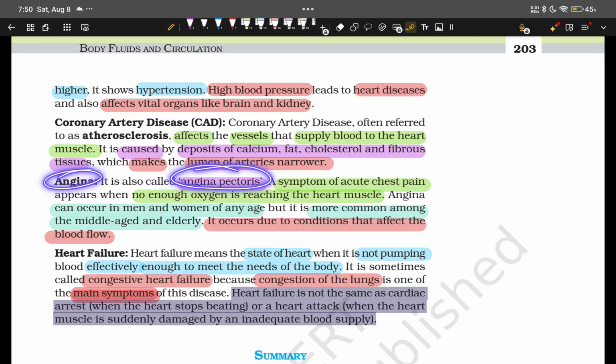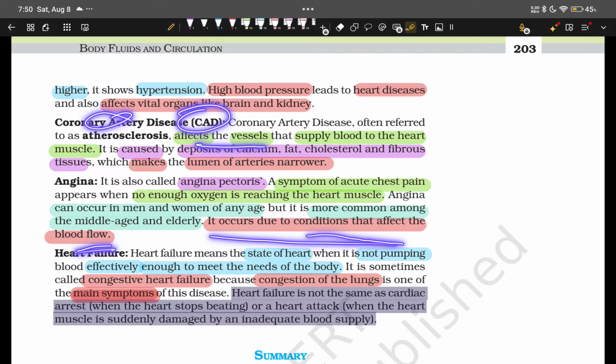So angina, which is angina pectoris, is a symptom of acute chest pain, where not enough oxygen is reaching the heart muscle. It occurs due to a condition that affects the blood flow. The condition which affects the blood flow is CAD, because it affects the blood vessel. Because of that, blood is not reaching, oxygen is not reaching the heart muscle. So there is acute chest pain, that's called angina pectoris.